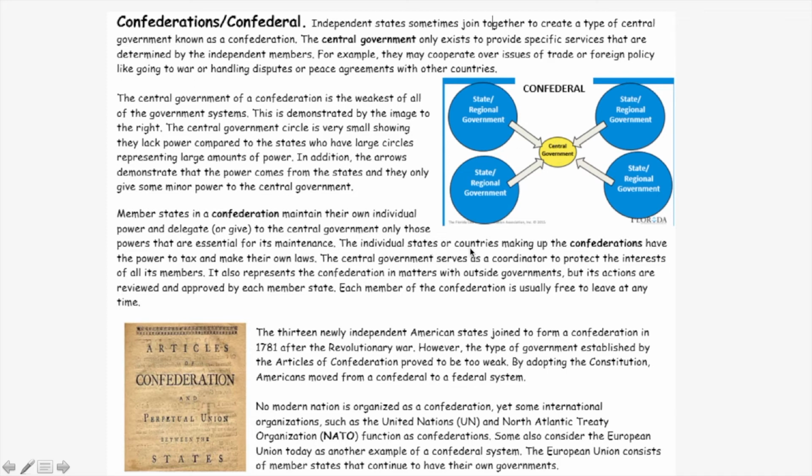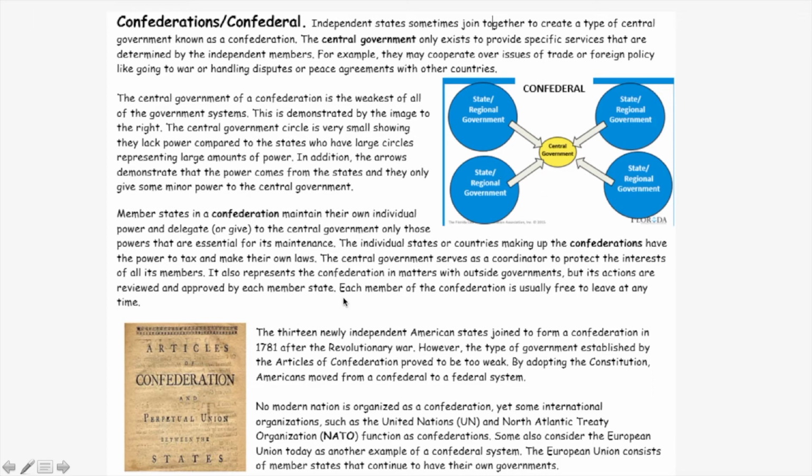The individual states or countries making up the confederations have the power to tax and make their own laws. The central government serves as a coordinator to protect the interests of all of its members. It also represents the Confederation in matters with outside governments, but its actions are reviewed and approved by each member state. Each member of the Confederation is usually free to leave at any time. So basically, if the state doesn't want to be in this little group anymore, they can just leave. Okay, they're free to leave. And then it's just these other 3 little states that are kind of working together under this umbrella of this little miniature central government.